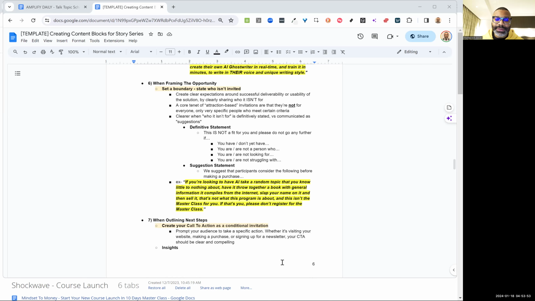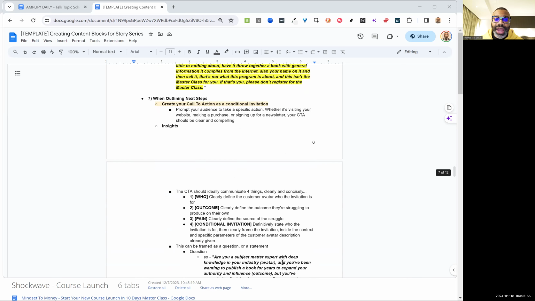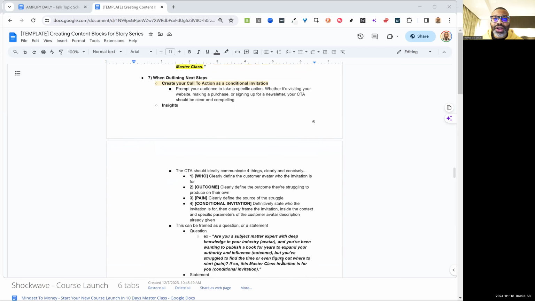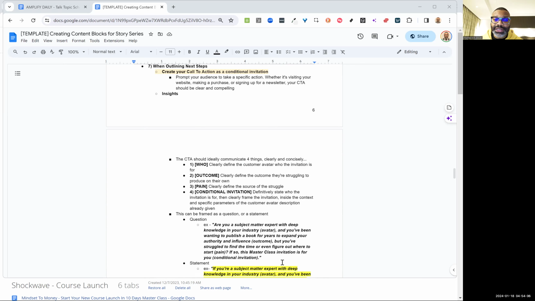And finally, step 7, when you are outlining next steps, create your call to action as a conditional invitation. And that condition is what we described in step 6. Prompt your audience to take specific action, whether it's visiting your website, making a purchase, or signing up for your newsletter. Your CTA should be clear and compelling. Call to action should be clear and compelling.